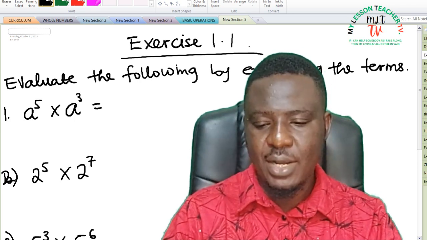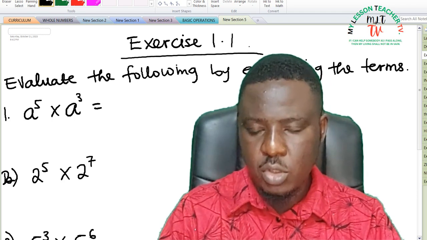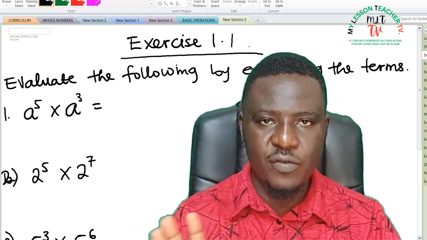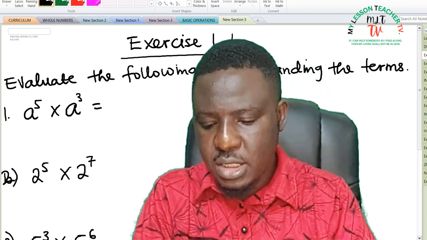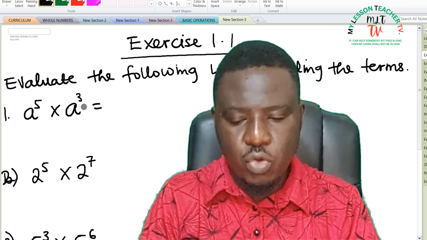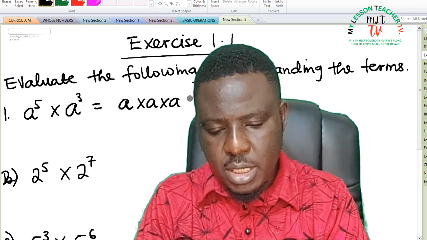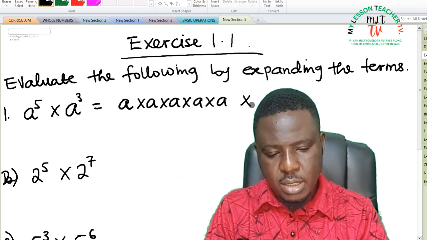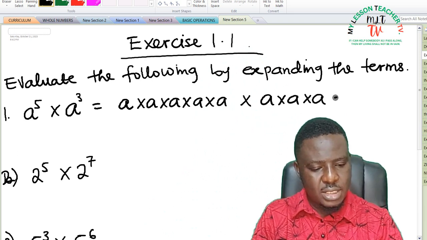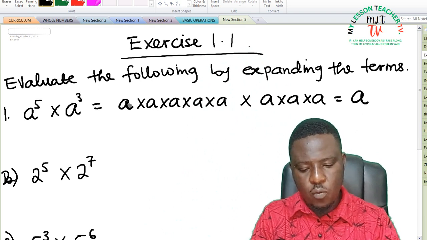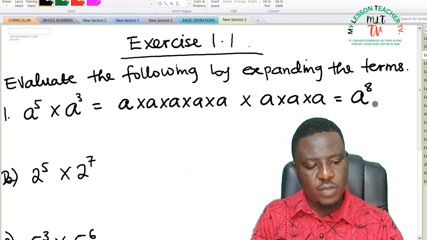Exercise 1.1, we are asked to evaluate the following by expanding the terms. So in this case, we are not to apply the laws of indices. We are to solve this by expanding the terms. That is to say that a raised to the power of 5 times a cubed will be equal to a times a times a times a times a times a times a times a. So that this is equal to a raised to the power of 1, 2, 3, 4, 5, 6, 7, 8. A raised to the power of 8.